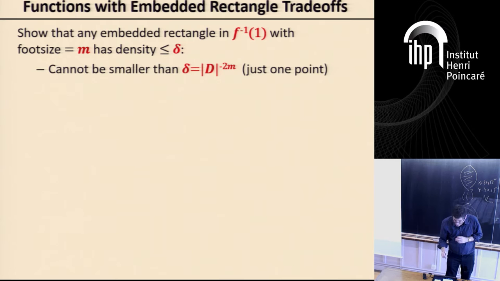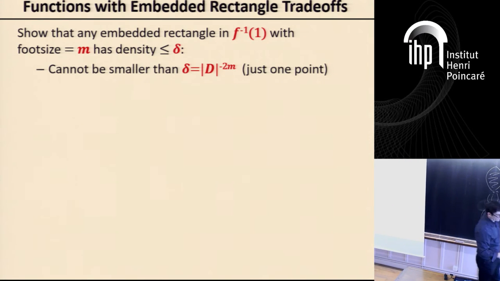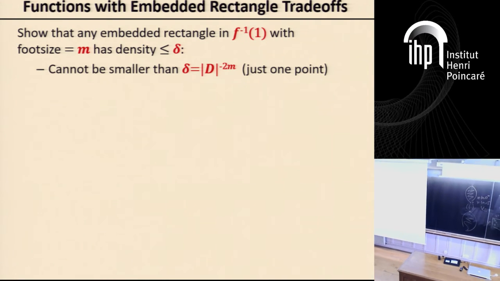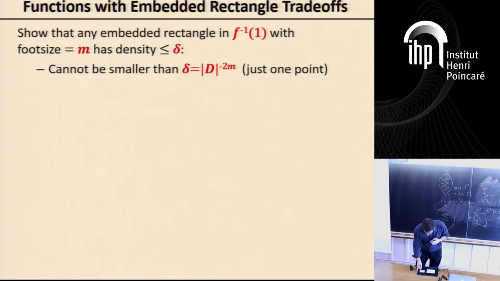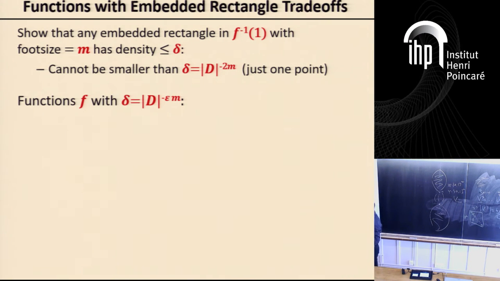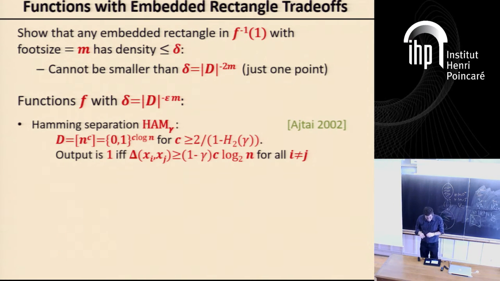It turns out, this cannot be smaller than d to the minus 2m, because the sizes of these feet is d to the m. So that would be just one point. D to the 2m would just be one point. But there are functions where we can get d to the minus epsilon m. So the delta is really tiny. And here are some functions. One is the Hamming separation problem. So it's like the element distinctness problem.